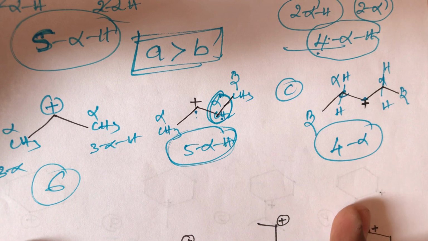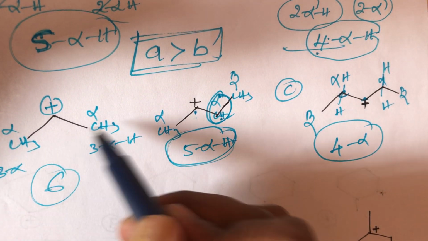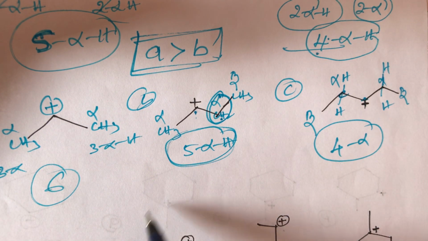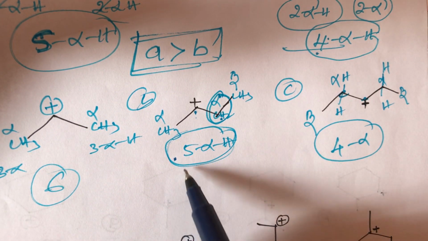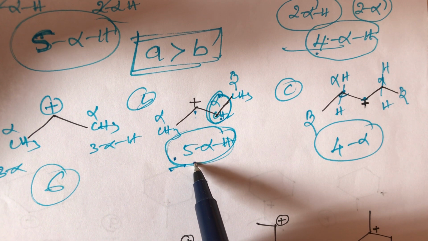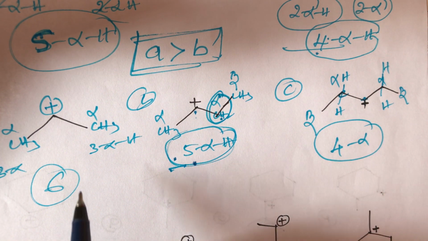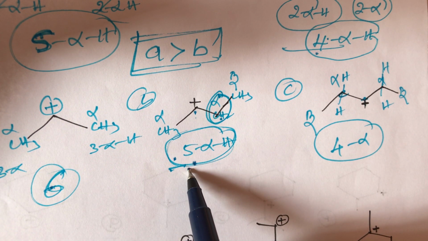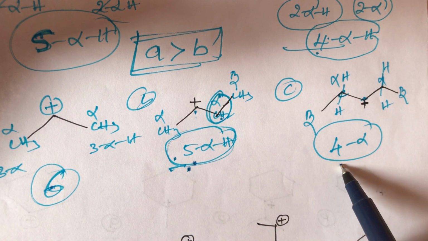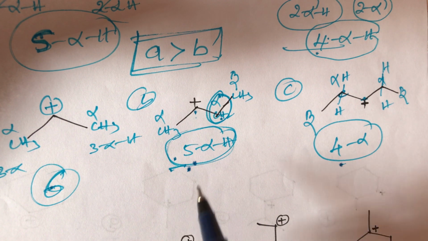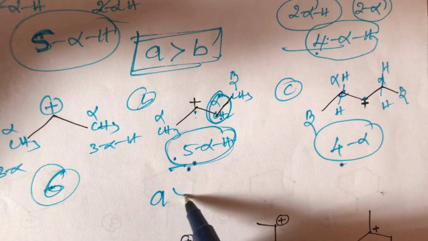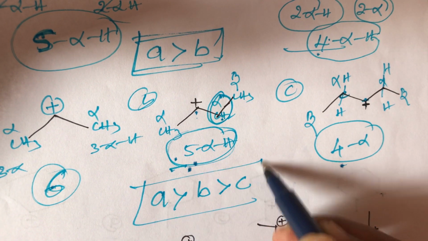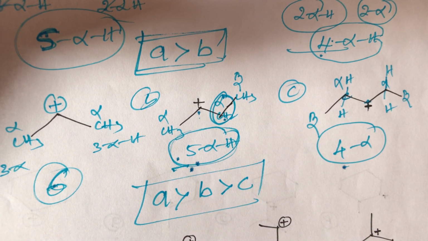So what is the stability order of the following 3 compounds A, B, C? Why? Because compound A has 6 alpha hydrogens, compound B has 5 alpha hydrogens, and compound C has only 4 alpha hydrogens. So the stability order is A is greater than B, and B is greater than C. This is the stability order of the following carbocations.